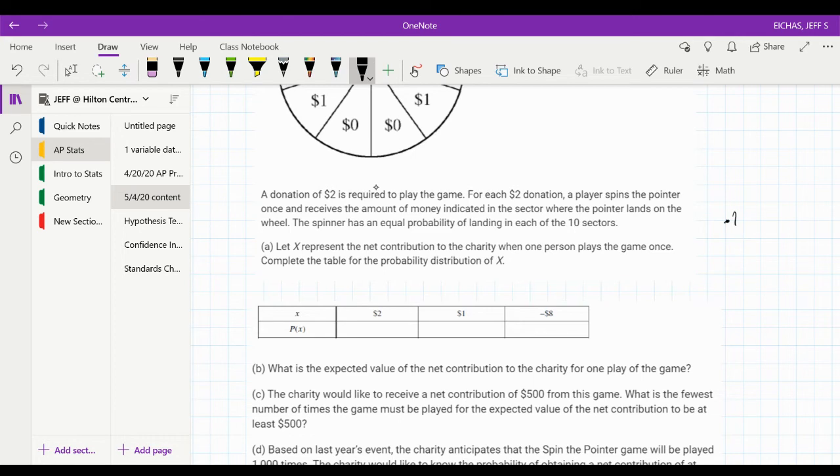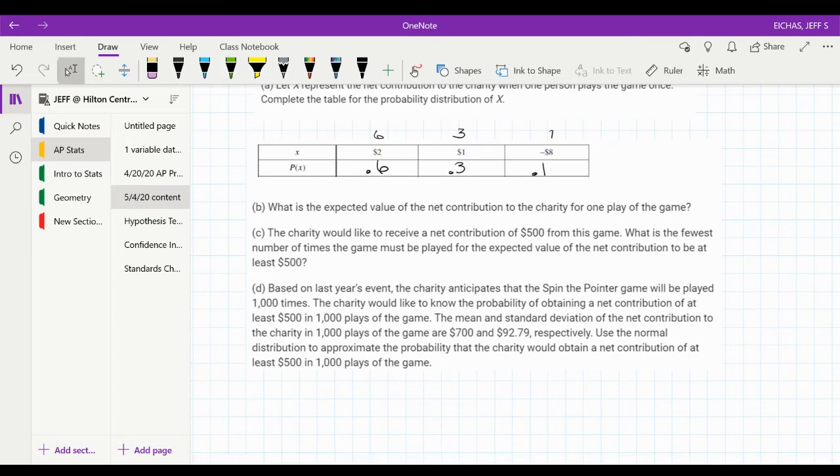There's 6 of those, so you should get 0.6 there. There's 3, so the count for this is there's 6 of them. There's 3 of these and there's 1 of these. This should be 0.30 and this should be 0.10. Okay, now expected value of the net contribution.